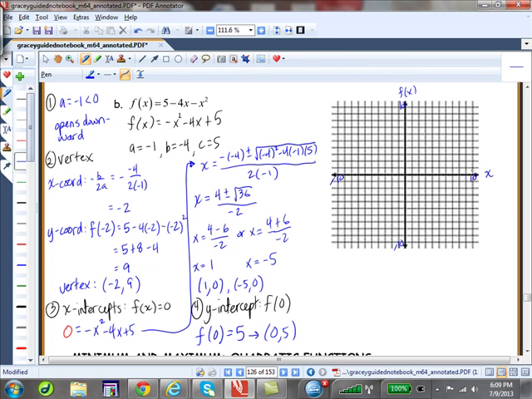And start plotting our points. This is our 5th step. So our vertex was at (-2, 9). So that means our axis of symmetry will be the line x equals negative 2. That's our axis of symmetry.